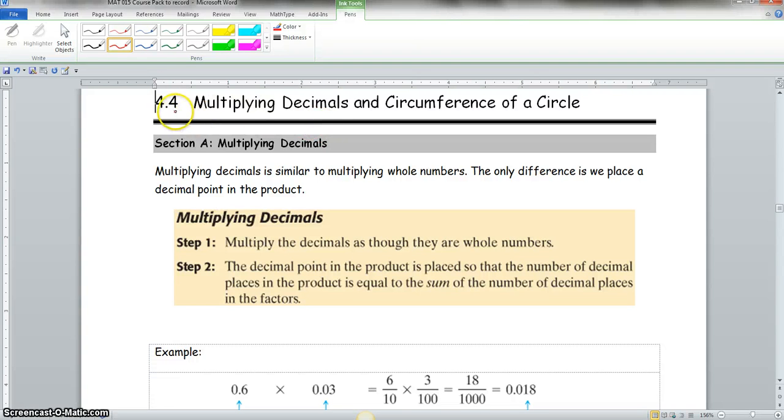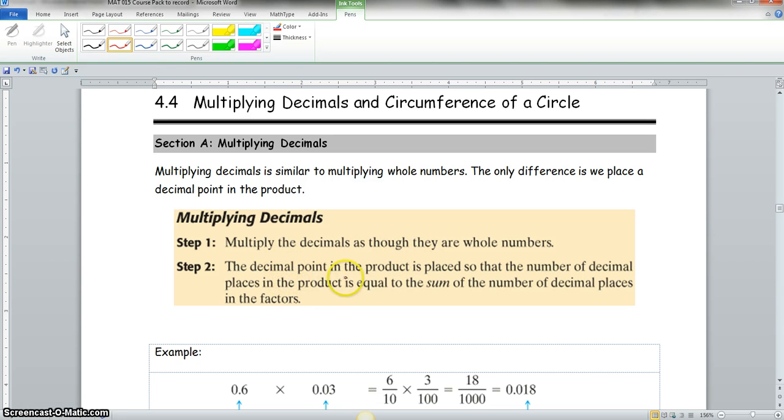Okay, class, we're starting on section 4.4, multiplying decimals and circumference of a circle. Section A, multiplying decimals. Multiplying decimals is similar to multiplying whole numbers. The only difference is we place a decimal point in the product. Okay, now step 1, multiply the decimals as though they are whole numbers.